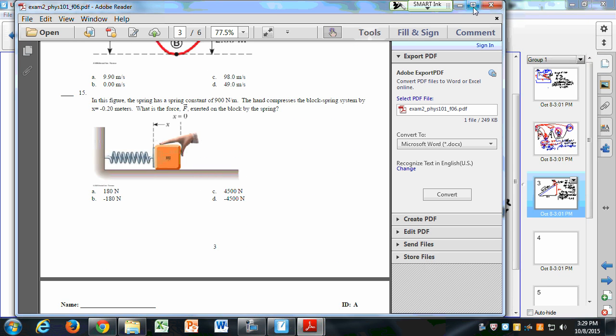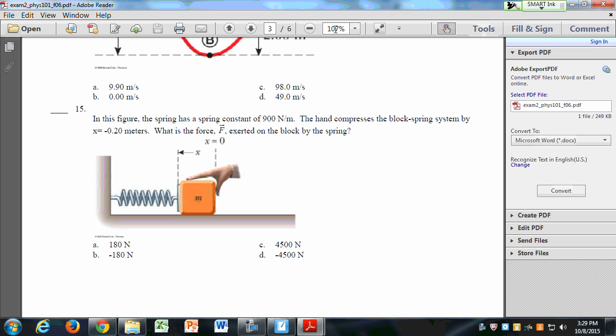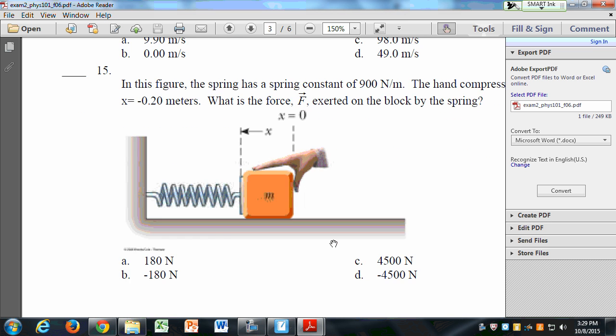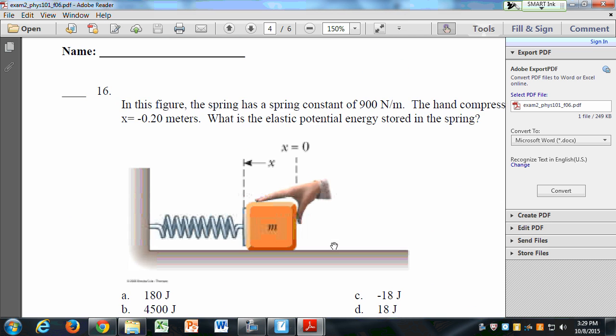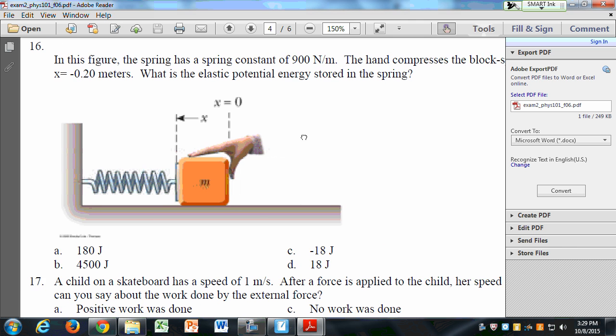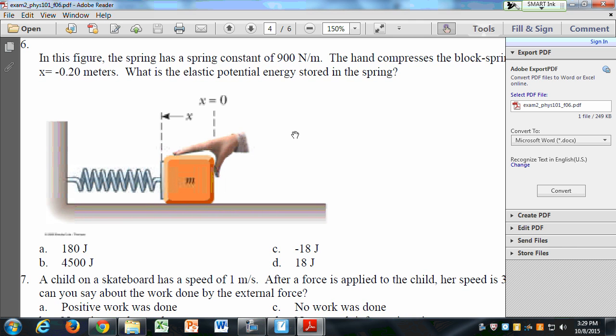Okay, this one's a little bit different. Let's look at number 15. We haven't done one like this. We did in the in-class section, and y'all might have seen it in the online section. But I have this spring. It has a spring constant of 900 newtons per meter, and it says that the hand compresses it to 0.2 meters right here, negative 0.2 meters. What is the elastic potential energy stored in the spring?